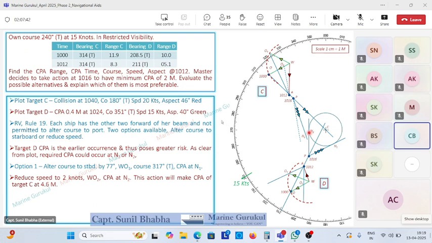So this is the second option which is available to us. Go ahead, beta. Sir, can you repeat one more time? Okay, where is the doubt coming in, beta?